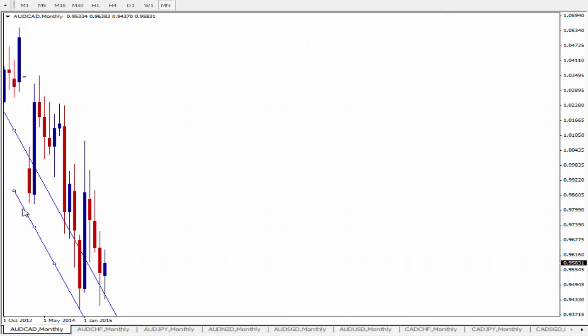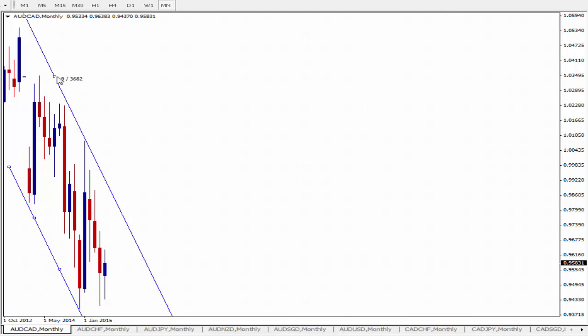I'm going to join up two points at the base. It doesn't have to be precise. I just want to get an idea. And at the top. So I've outlined the channel that the movement is following. And you can see that if you count back 1, 2, 3, 4, 5 months ago, this was at the top of the channel. And it's progressed quite far down into the channel.